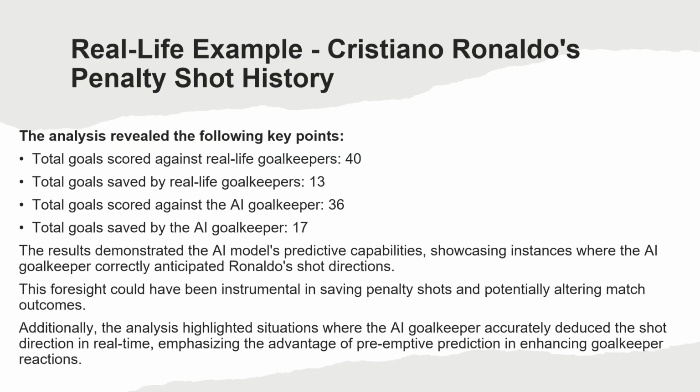We see the AI goalkeeper capable of predicting penalty kick directions more effectively than real life goalkeepers. We see Ronaldo has scored 40 goals against real life goalkeepers and only 13 were saved by them. The AI goalkeeper, on the other hand, only conceded 36 goals while saving 17 of them. This showcases the capabilities of the AI goalkeeper and why this can be used for the objectives mentioned before.